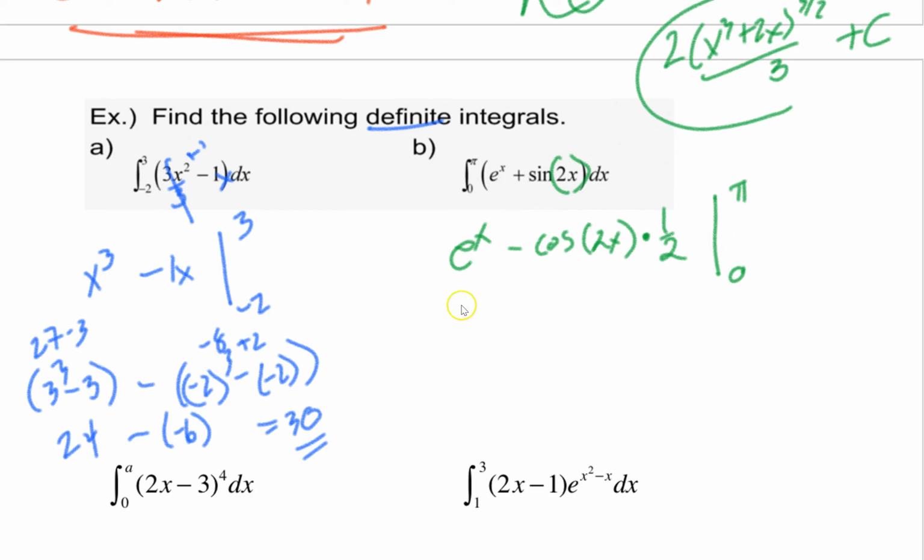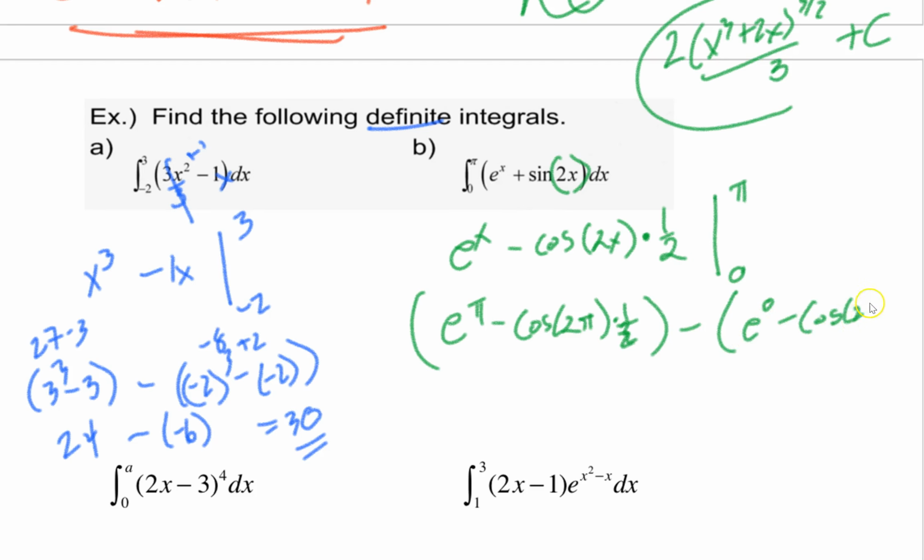Now top minus bottom, so we're going to plug pi into both of these. e to pi minus cosine of 2 pi times 1/2. Minus plug 0 into all of this. e to 0 minus cosine of 2 times 0 times 1/2. Now cosine 2 pi and cosine 0 is actually the same spot. It's right here, 1, 0. Sine, cosine x. So this is going to be 1 for cosine in both cases. So this is 1 and this is 1. e to 0 is also 1, by the way.